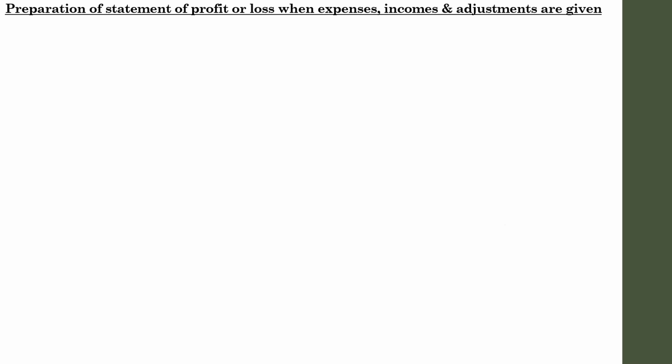Previously we have learned about preparation of statement of profit or loss. In that case, you will be given opening capital, you will be given closing capital, and you will be dealing with the drawings during the year. You will be dealing with additional capital introduced during the year. By adjusting all these, you will get profit or loss during the period. But in such a question, if you are given information about incomes or expenses during the year, or any adjustments with regard to that, how are you going to find out the profit or loss? That is what we are going to learn in this session.